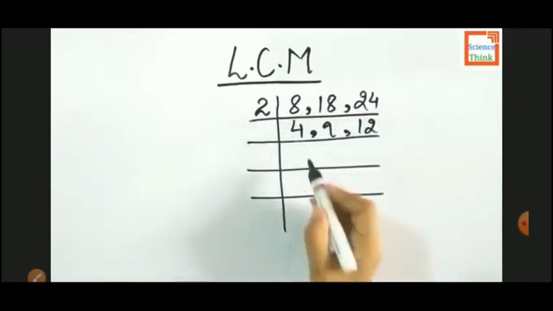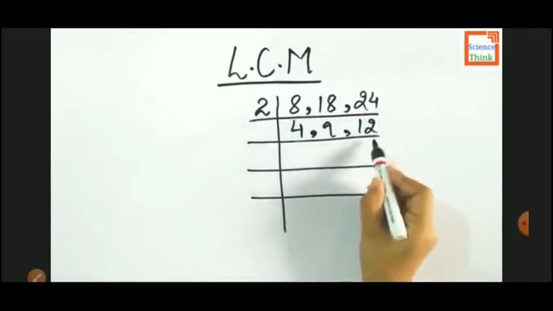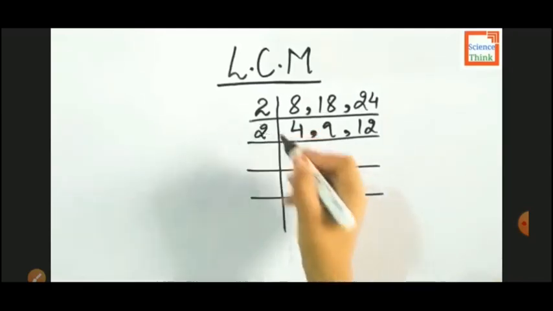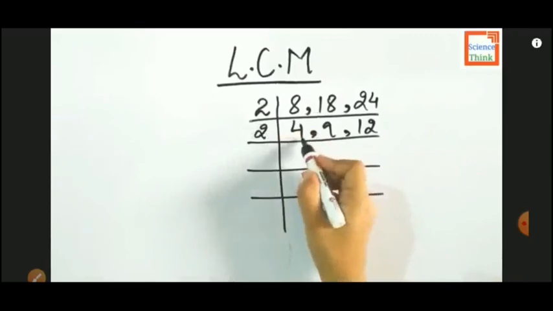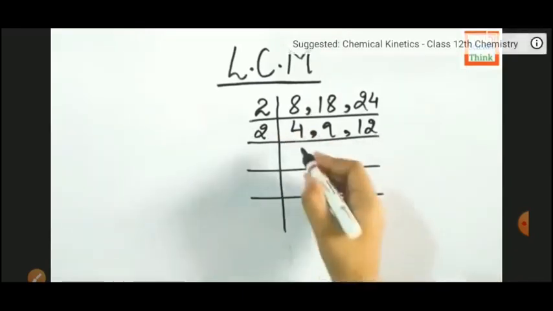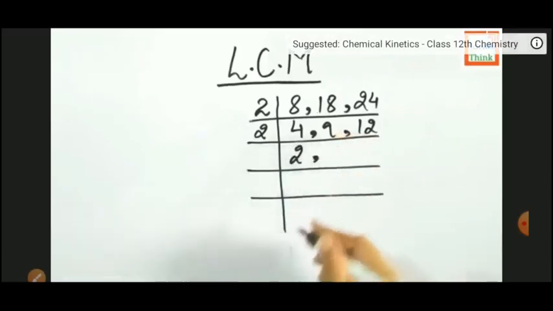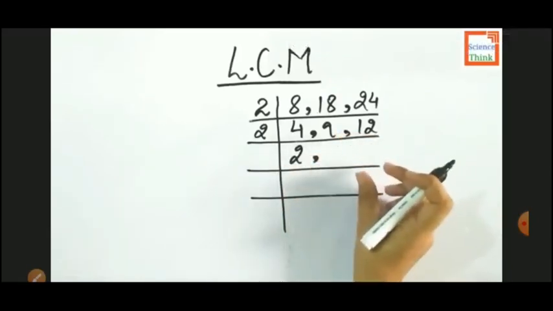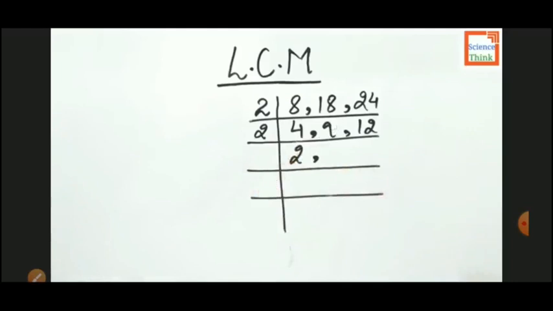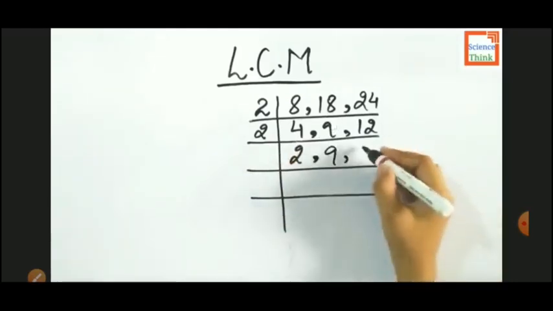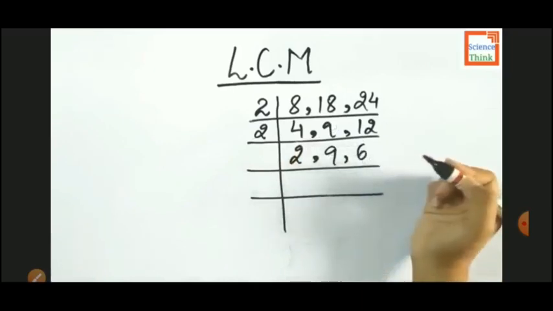So here you can see that 4, 9 and 12 came. Now let's take any other divisor. So here you can also take 2 as the prime divisor because it can cut any of these numbers. So 2 2s are 4. Now 9 is not the multiple of 2, so we will write down as it is 9, and 2 6s are 12.